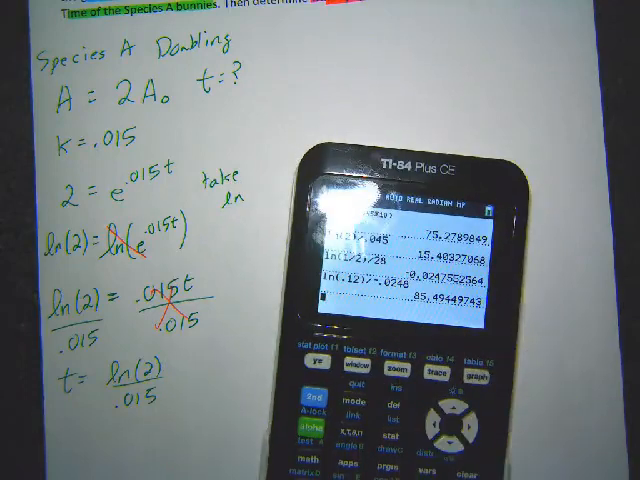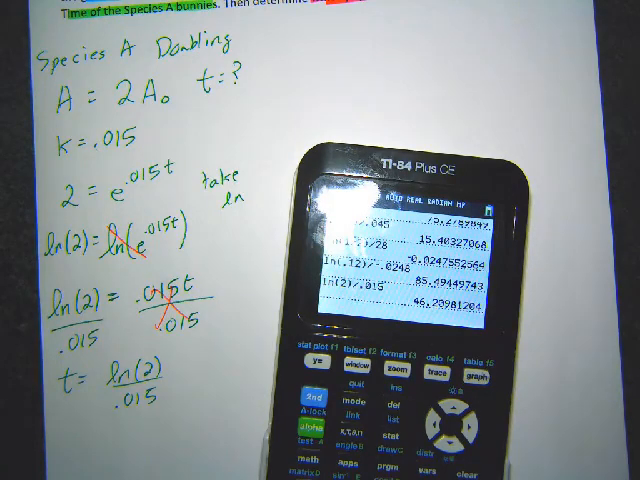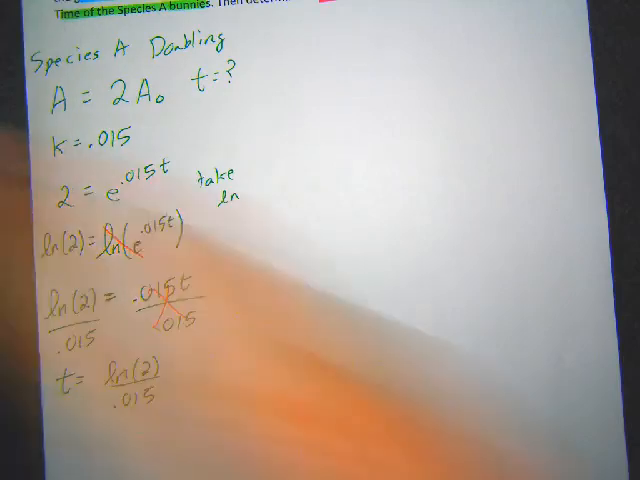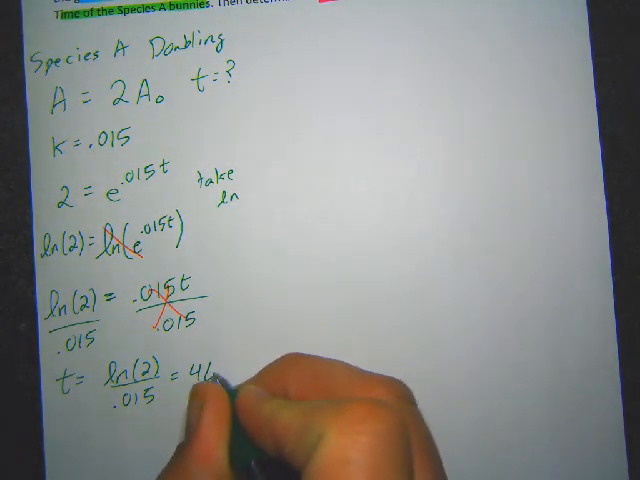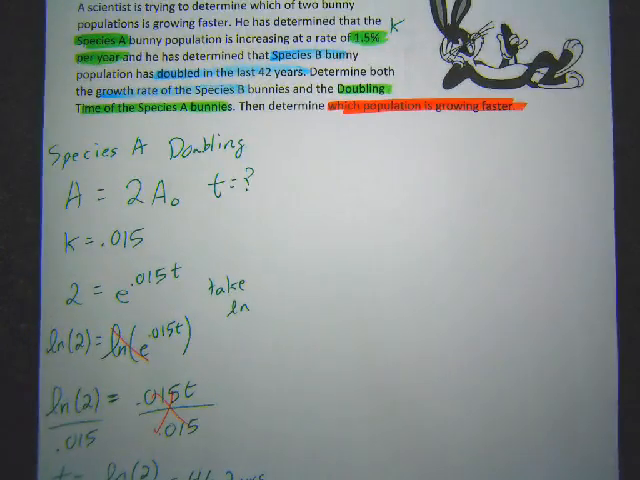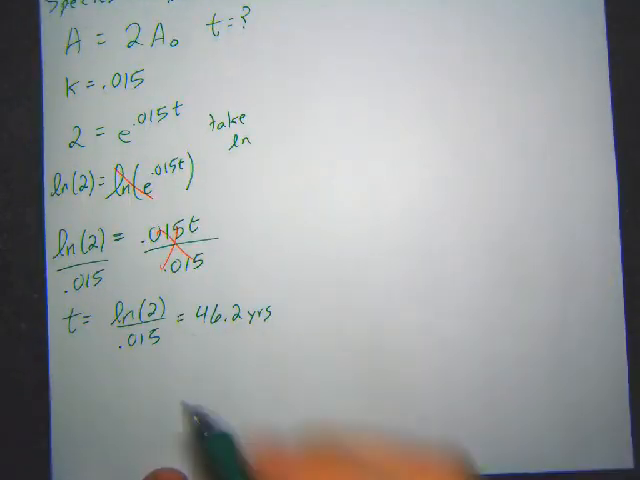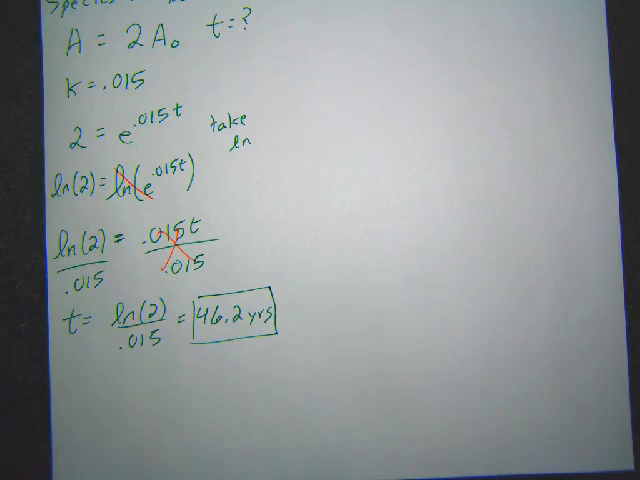So let's find that out. So let's do natural log of 2, close it off, divided by 0.015. It's going to take 46.2 years. So the time is 46.2 years. Okay, so right off the bat here, this is enough to tell us which one's growing faster. Since species B is doubling every 42 years, and this species is doubling every 46 years, now we can already tell that species B is doubling faster, so it is growing faster, right, because it's doubling more quickly.